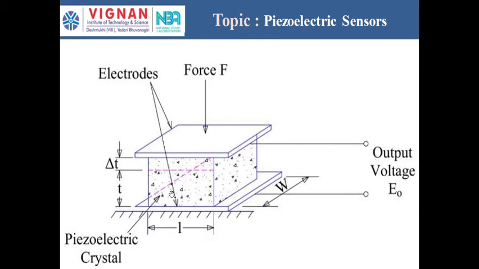Now we'll see. This is a piezoelectric crystal and here I am using two electrodes. When we apply some force, the thickness of this piezoelectric crystal changes. They are not normal crystals. They have some special properties, just like quartz. When you apply the force, there is a chance of displacement of charge carriers in the crystal. Due to displacement of charge carriers, some voltage is produced. As the force is applied, the thickness of this crystal changes by some delta T.